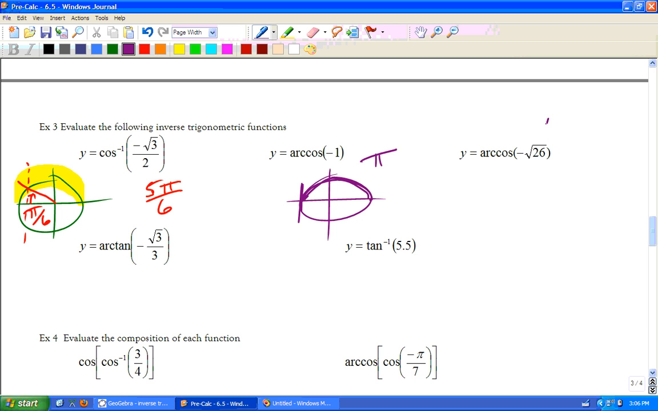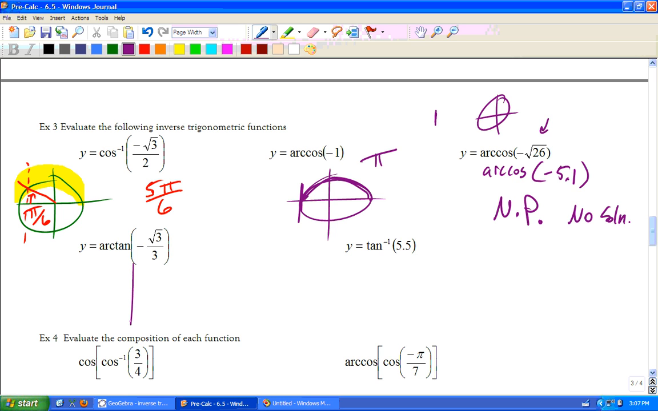Now, arc cosine of negative square root of 26. This kind of looks crazy, and they're trying to fool you a little bit. Arc cosine will stay the same, but if I were to rewrite this as a decimal approximation, it's about negative 5.1. I can't reach negative 5.1 with my x values. That's way over here on my unit circle. Because I can't reach those, there's no angle I can rotate around my unit circle to come to that ratio. So this is not possible, or no solution.